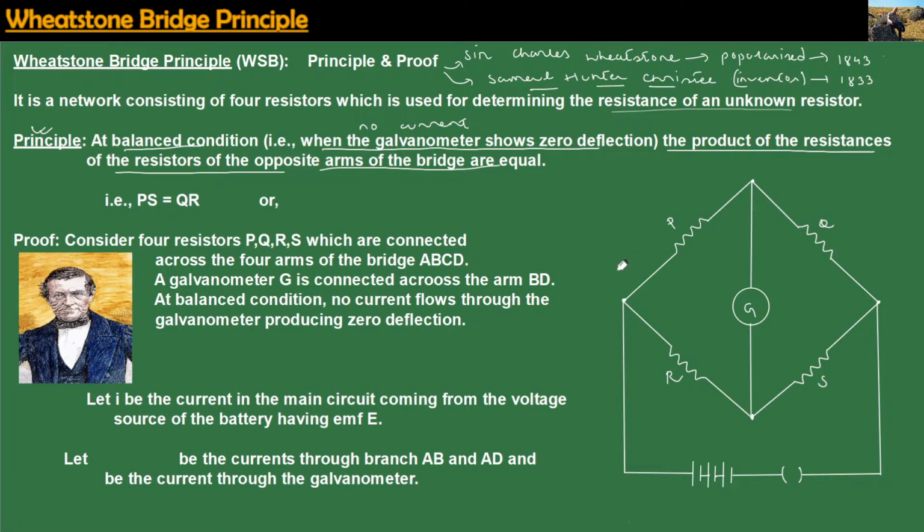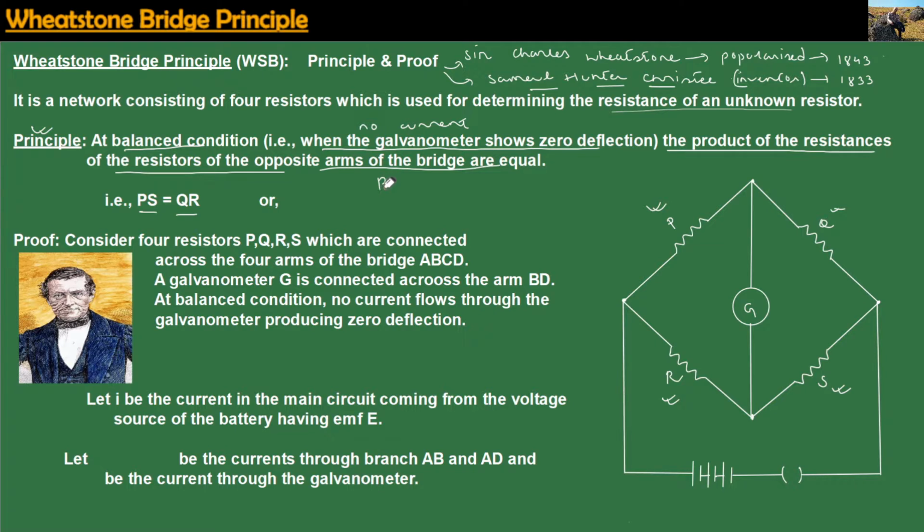What does it mean by that? If I take resistor P, opposite of resistor P will be resistor S. If I consider resistor R, the opposite resistor of R will be Q. So if I multiply P and S, it should be equal to the product of R and Q. After solving, we have to arrive at this condition.